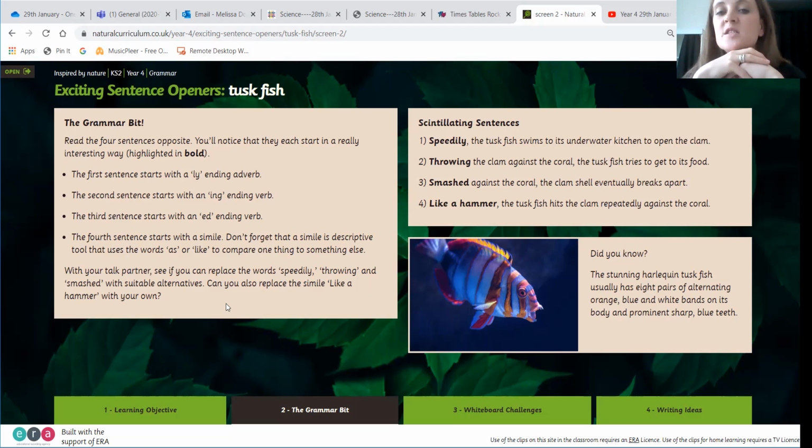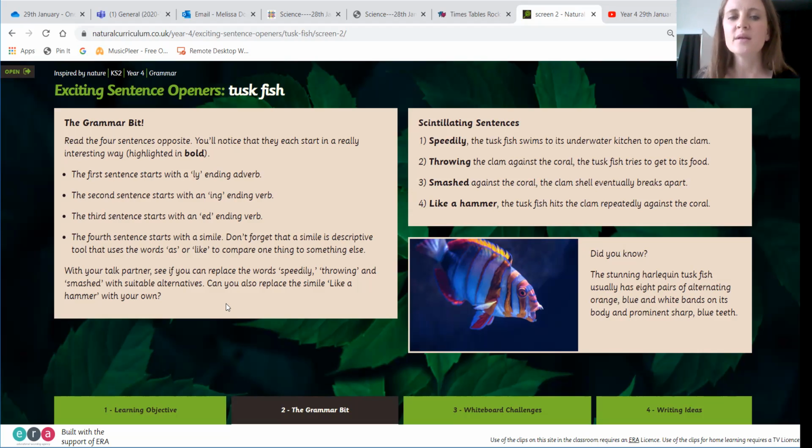Speedily, the tusk fish swims to its underwater kitchen to open the clam. Throwing the clam against the coral, the tusk fish tries to get to its food. Smashed against the coral, the clamshell eventually breaks apart. Like a hammer, the tusk fish hits the clam repeatedly against the coral.